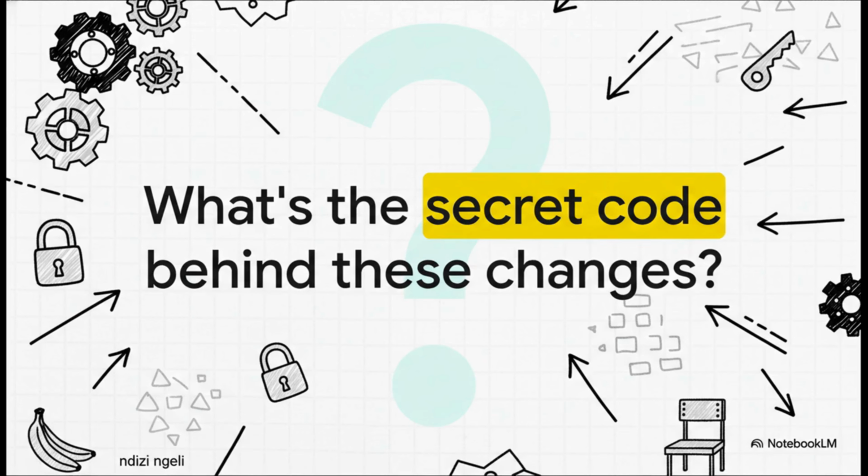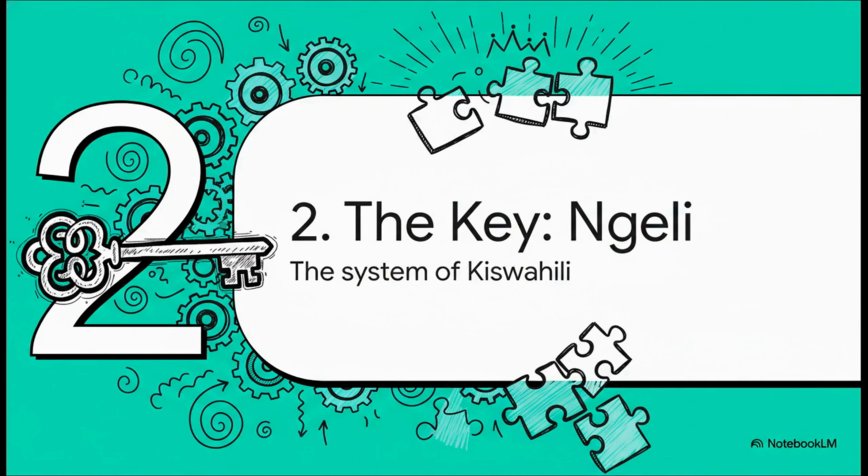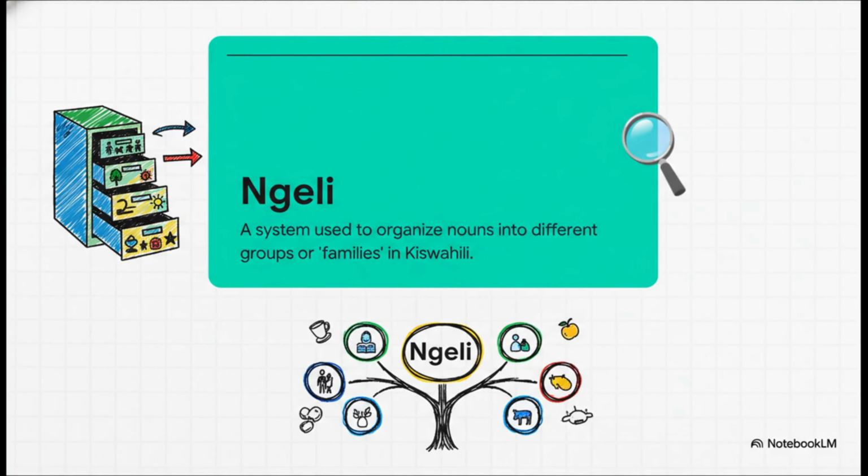Well, I've got great news. The answer is a huge yes. And honestly, it's a beautifully simple system once you see it. And that right there brings us to the key that unlocks this entire puzzle: Ngeli. This is the amazing system that brings perfect, predictable order to what looks like chaos. So what is Ngeli? Well, to put it simply, it's a system that sorts every single noun in Swahili into different groups, or, as I love to call them, families. Just think of it as the language's own internal filing cabinet.